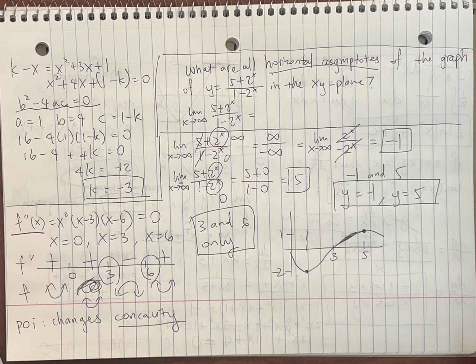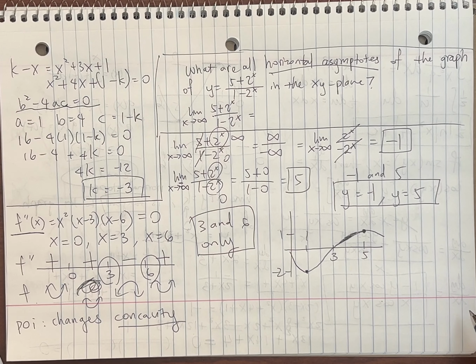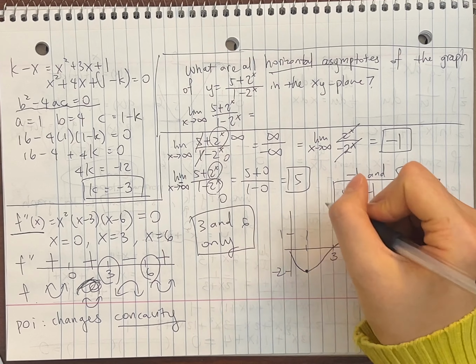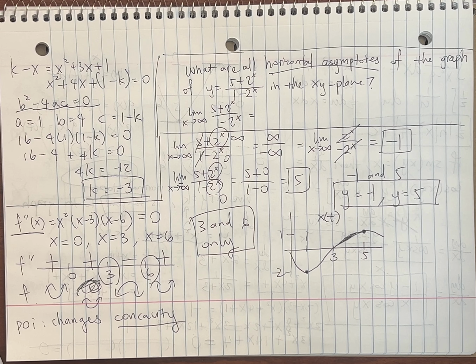There's a particle that moves along a straight line. The graph of the particle's position x of t at time t is shown above for t greater than 0 and less than 6. So this graph is x of t. The graph has horizontal tangents at t equal to 1 and t equal to 5 and a point of inflection at t equals 2. For what values of t is the velocity of the particle increasing?